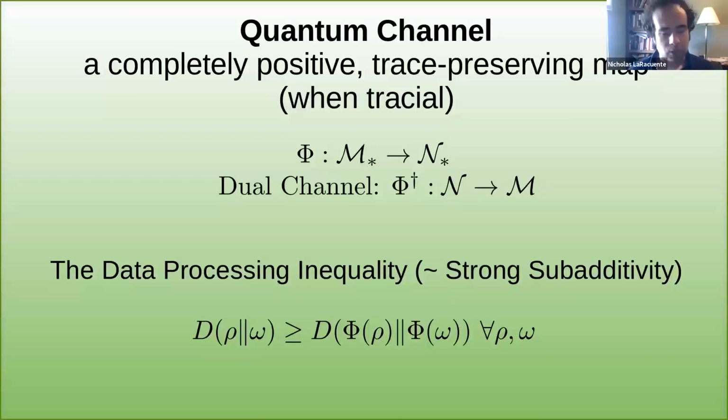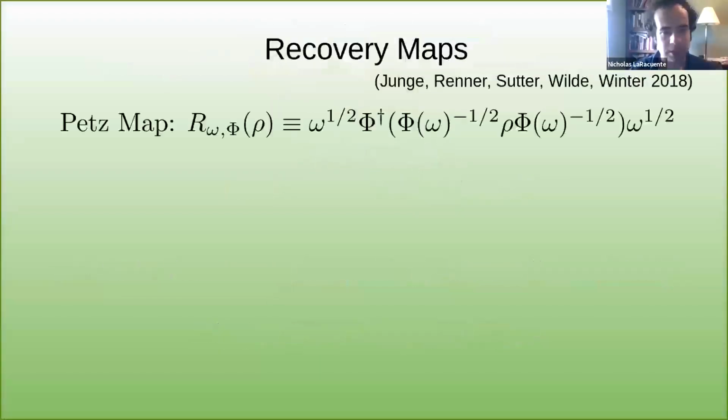Now, this brings up a question, which is, what does it mean when this difference is large or small? So if we could say that for a given channel, it doesn't change the relative entropy very much, would this have some kind of interpretation? And it turns out the answer is yes. This is what leads to the idea of recovery maps. So this paper I'm citing is one of the more recent results.